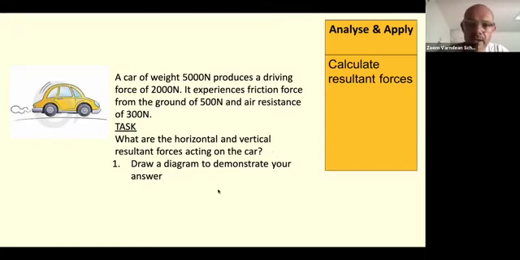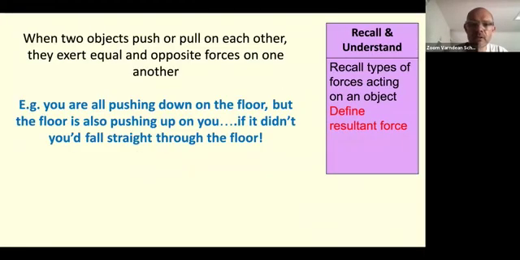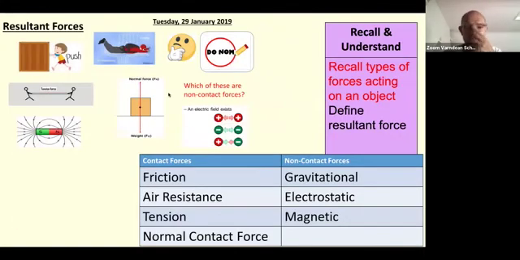I'm going to end the poll now. And the huge majority of you said streamlined, and that's exactly what we're talking about here. So streamlining, I'm going to go back in my videos a little bit. Streamlining is when we look at the contact force of air resistance.